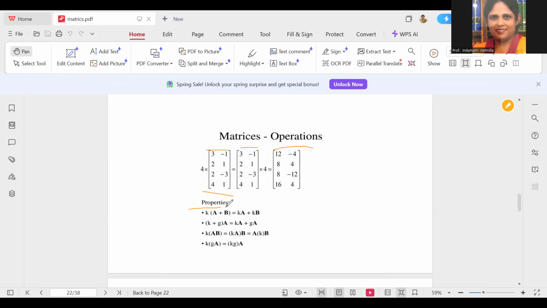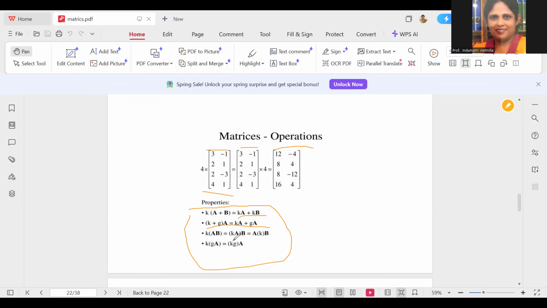Then these are the properties of this multiplication. If we have two matrices named A and B, when we add A plus B and multiply by the scalar or constant value, it is also equal to multiplying matrix A by the constant value, and matrix B by the constant value, and then adding these two together. Both are the same.